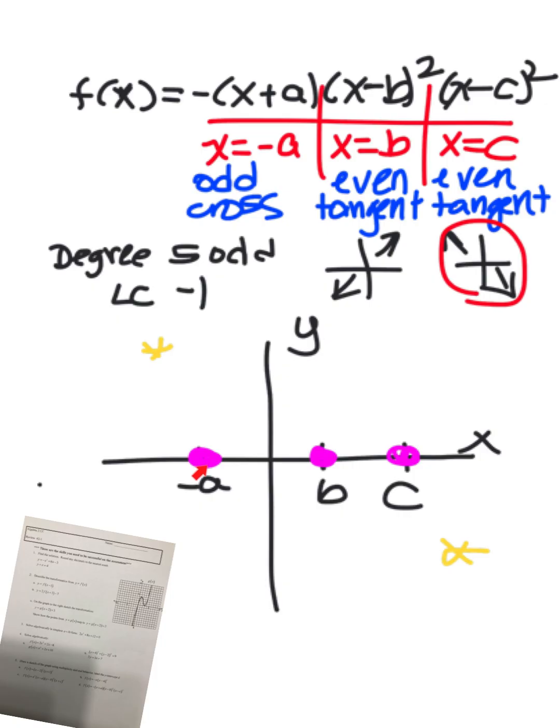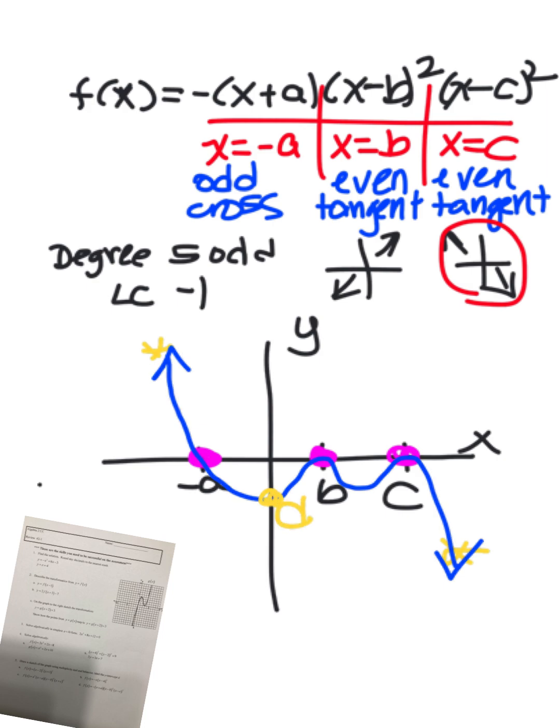So negative a is going to cross, and then tangent, tangent. Okay, coming from up here on the top left, so we have to cross, tangent, tangent. And then we have to go up, down, down. And label the y-intercept D.